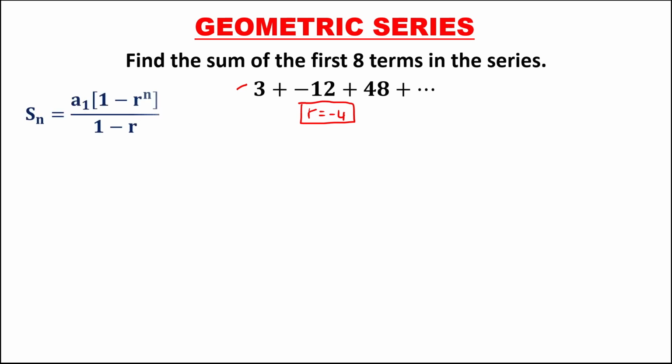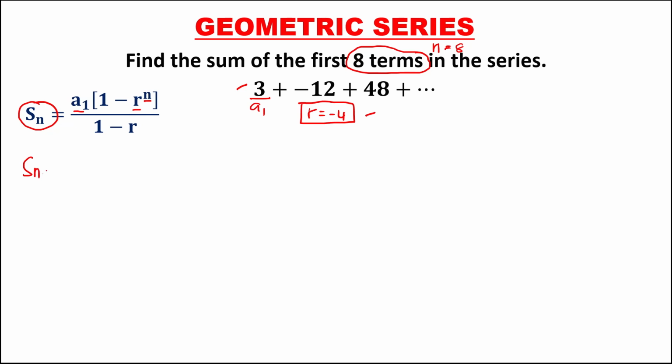So from this formula to find the sum of a geometric series, observe, so we have a sub 1, which is the first term, the common ratio, that's -4, and n, since we're looking for the sum of the first 8 terms, therefore n is equal to 8. So therefore from this given, we can find the sum of the series. So substitute now all the values.